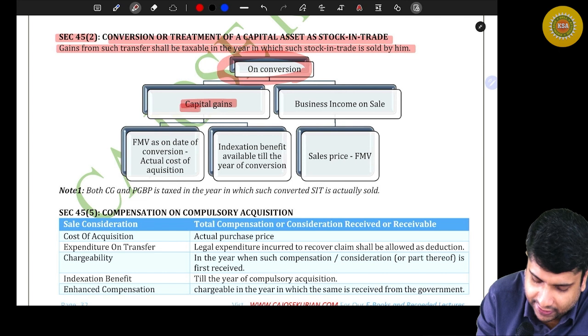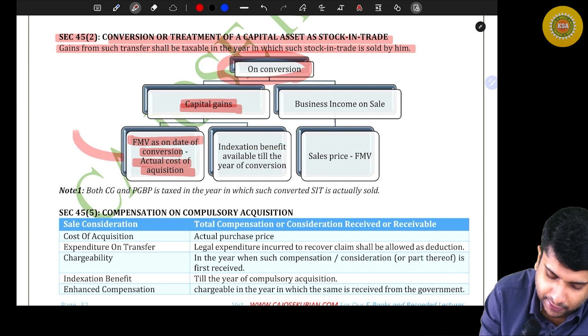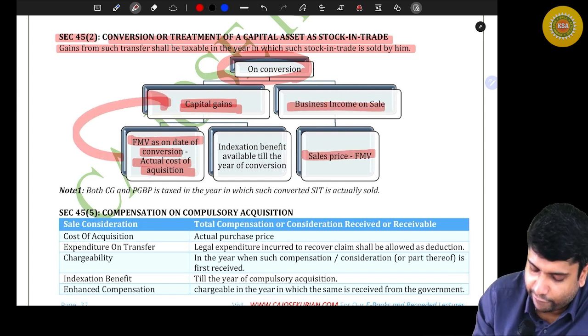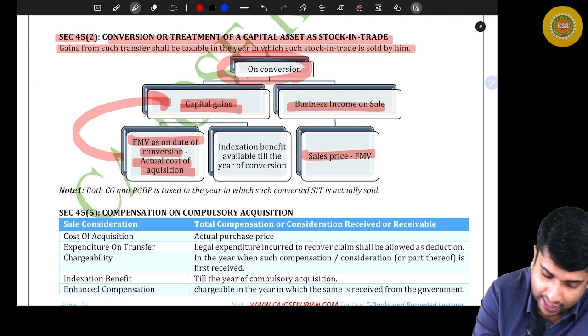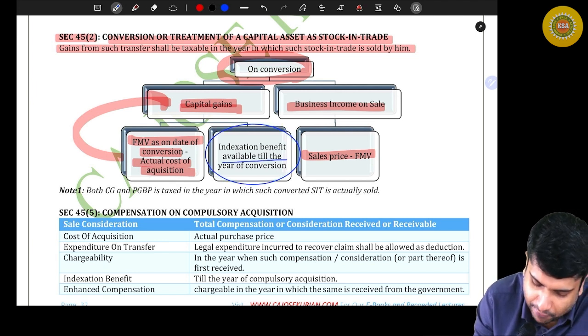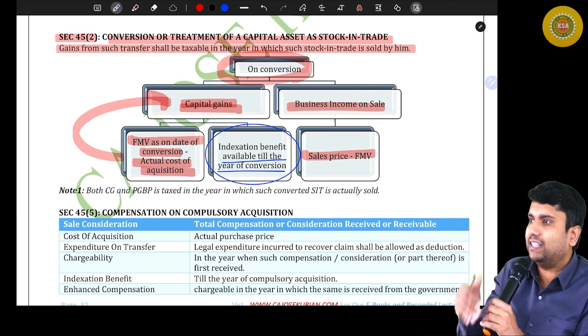How much will be taxable under capital gain? Fair market value as on date of conversion minus actual cost of acquisition will be taxable under capital gain. And how about the business income? Sales price minus fair market value shall be the business income. And how about the indexation effect? Indexation benefit is available till the year of conversion. In this asset which we were discussing, there is no indexation.